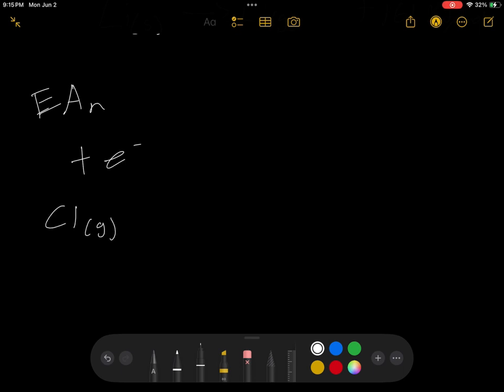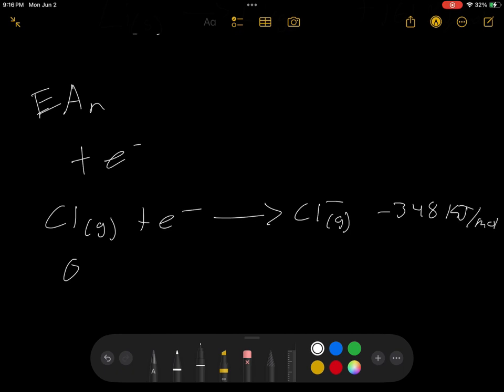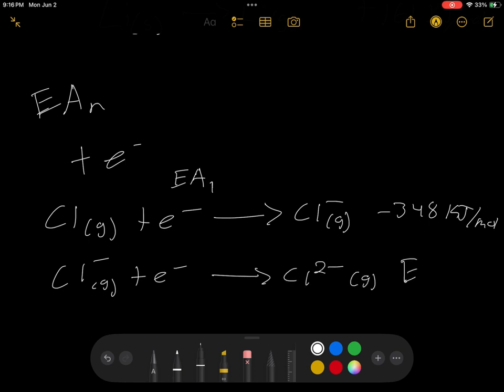For instance, the example they give, here's one with chlorine. Chlorine is a gas currently with a charge of 0, right? This undergoes its first electron affinity to make chlorine minus, which has an enthalpy change of negative 348 kilojoules per mole, right? So keep in mind, this is first electron affinity, EA1, because it was the first electron that this chlorine atom gained. If it were to gain a second electron, going from Cl minus, while it's still gaseous, to Cl2 minus, that would be second electron affinity, right?